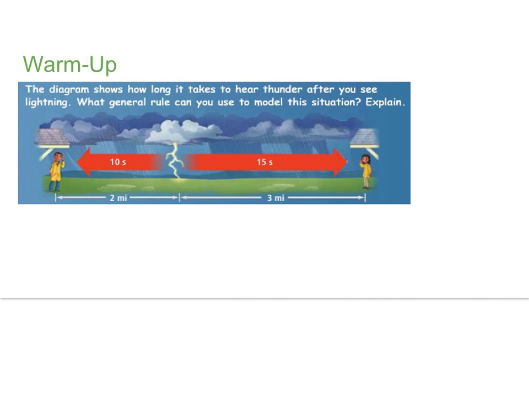Warm-up. The diagram shows how long it takes to hear thunder after you see lightning. What general rule can you use to model this situation? Explain. Since the time it takes for you to hear the thunder after you see the lightning varies directly with the distance you are from the lightning strike.